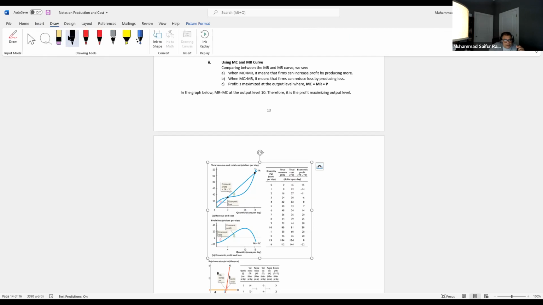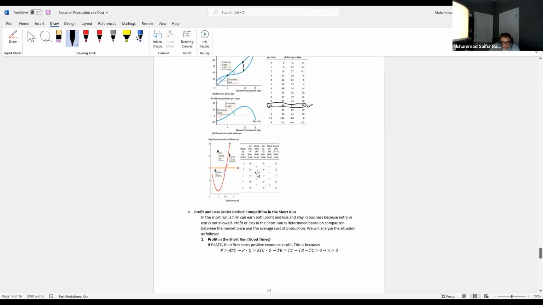Let me highlight that in the graph. So in the graph, you can see clearly that the gap between total revenue and total cost is maximum when the output level is 10. And you can see that by using numerical calculations, this is also the output level where your profit is maximum, 29.